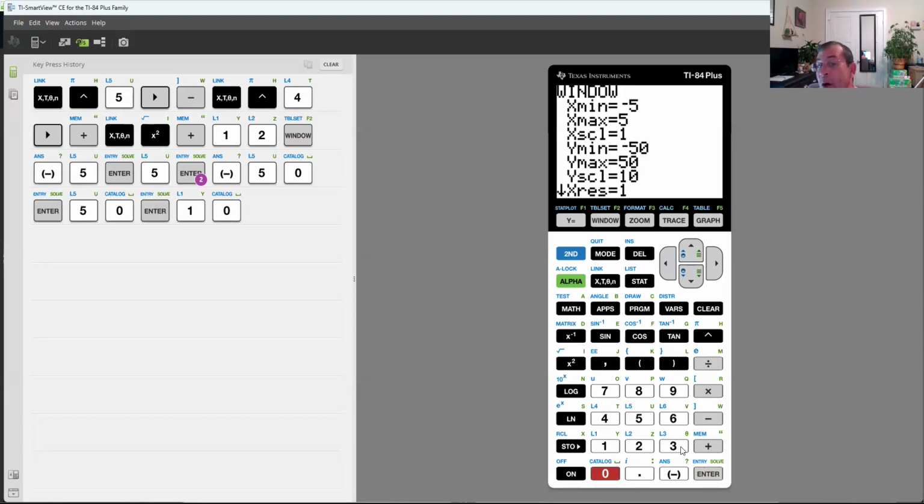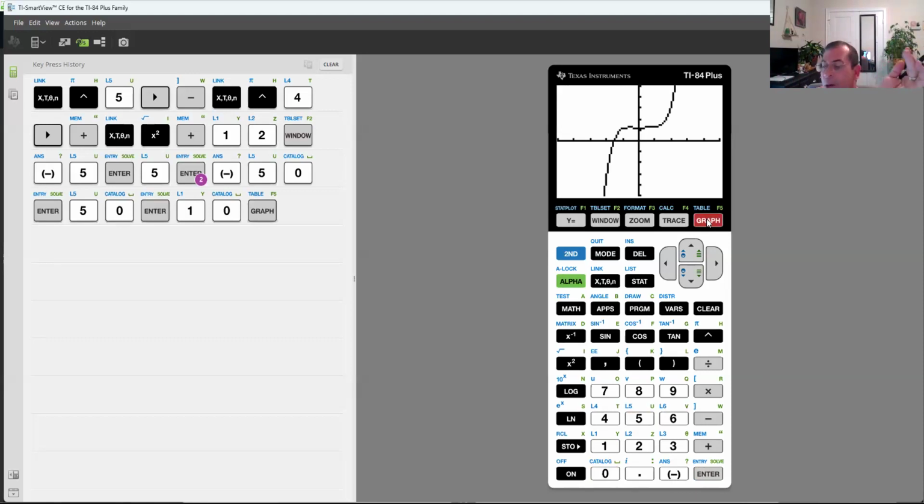So y'all, here's the thing. We now got our window matching theirs. So when we hit graph, oh, there you go. It exactly looks like B, okay?